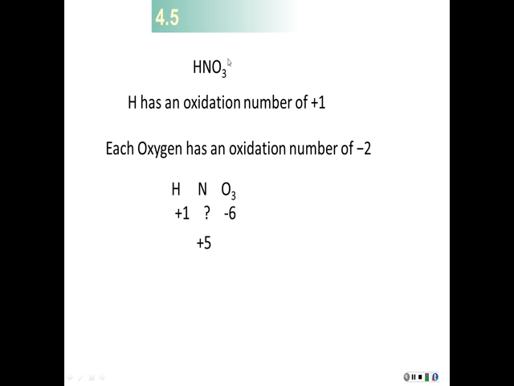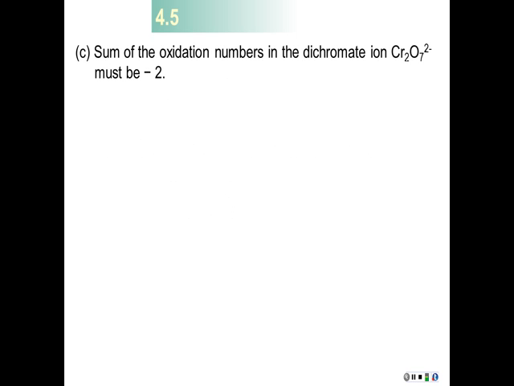It has to be +5. It's pretty straightforward, pretty easy to do. Now, what if we have an ion where the charges don't add up to 0? That's going to be the same thing. The only difference will be the total charge will have to be -2.